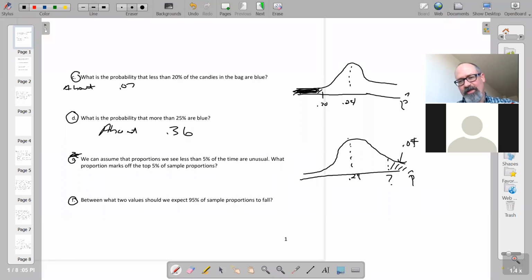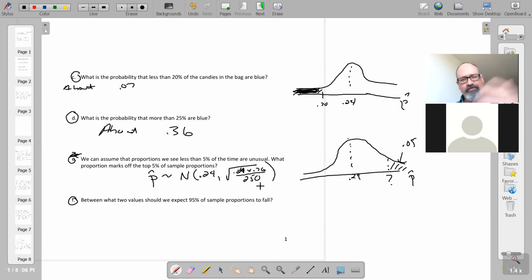So what we're saying is that in a picture like this, what number here is associated to this image in such a way so that 5% of the sample proportions lie to the right of it. In order to do that, remember that the sample proportion that we are using is approximately normal with mean 0.24, and the standard deviation is the square root of 0.24 times 0.76 divided by 250. My handwriting's a little hard to read, but it's 0.24, 0.76.